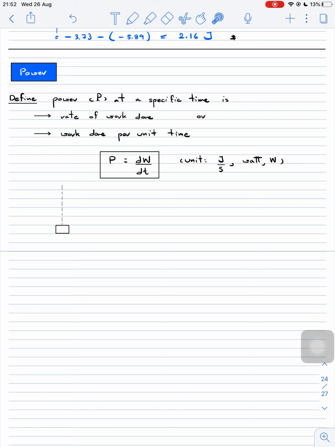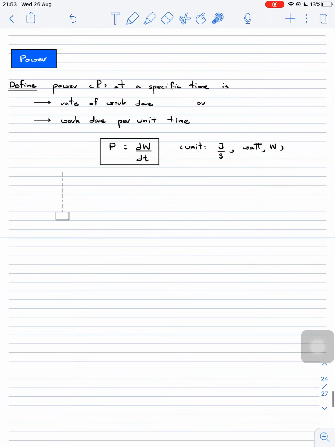The last topic of this chapter is the power. By definition, the power, we use the symbol capital P, at a specific time is the rate of the work done, or the work done per unit time. So we can write the power equal to dW by dt, right?